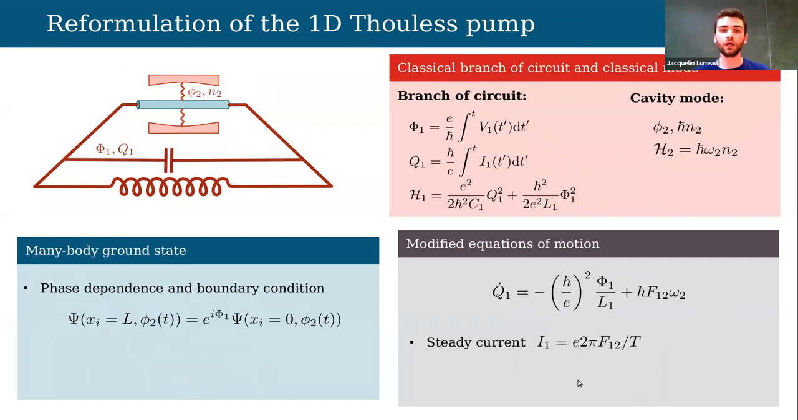And so then we can do quite the same for the Thouless pump, but in this case, the 1D quantum system will be connected only to one branch of circuit, but also to a cavity mode, to the phase of the mode. And so the modification of the dynamics of the charge of the circuit will contain a term of coupling via the Berry curvature, which depends on the frequency of the other mode, and we get the steady current discussed before.